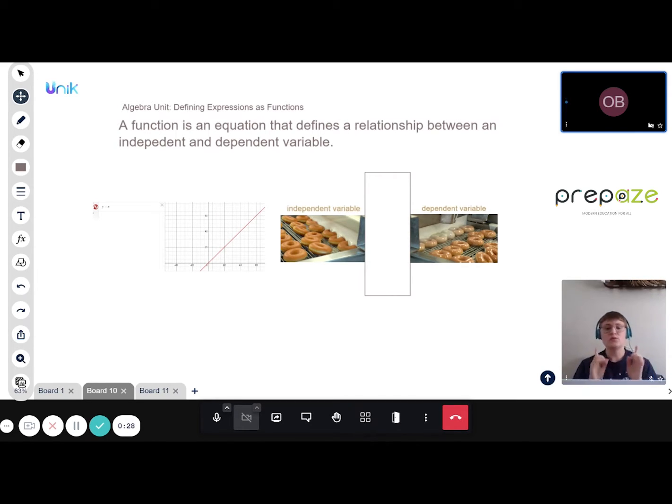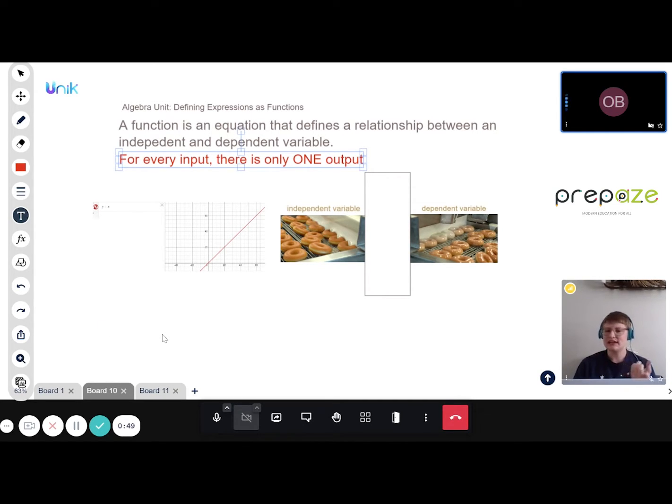However, there is one more stipulation that defines a function, because not every expression that we'll ever make will be a function. So let me share with you the extra part of our definition. For every input, there is only one output. This is our extra stipulation for a function.